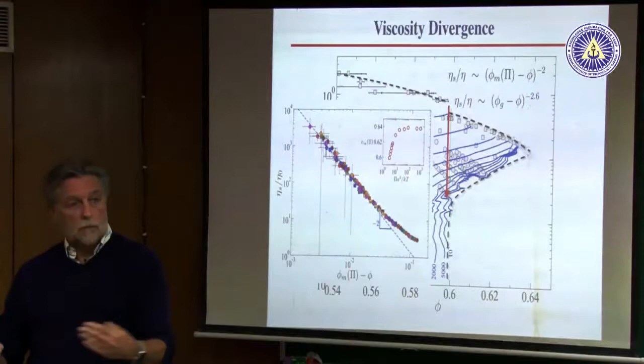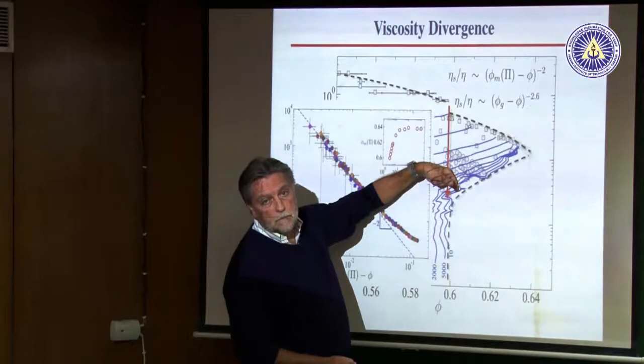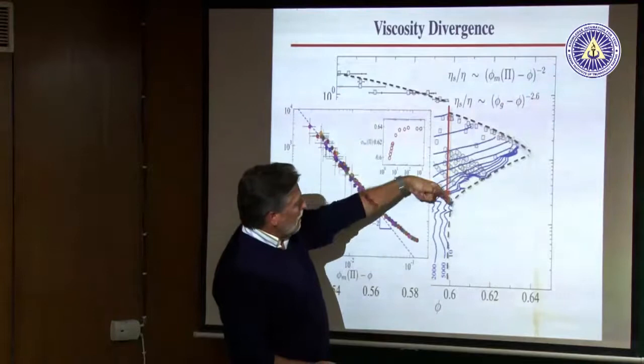Right? We've all experienced that. Constant pressure is the steepest ascent? No, here's more steep. Mode coupling theory would suggest that if I go along here at constant volume fraction, it would be steeper. That doesn't seem to be consistent with the contour. So I was thinking of steepness in terms of the contour. Well, I don't think our data are good enough to say what the steepness is.